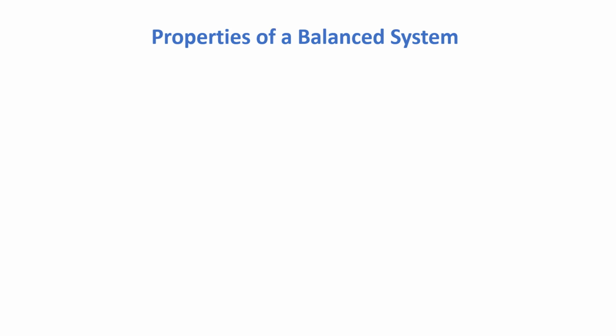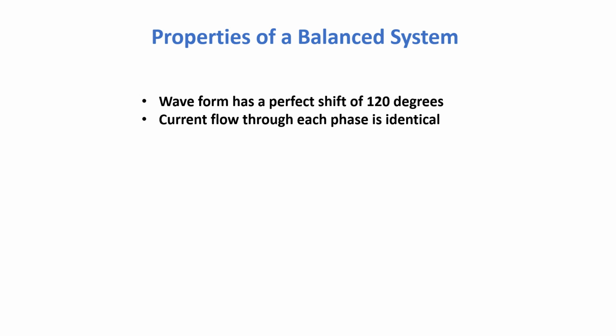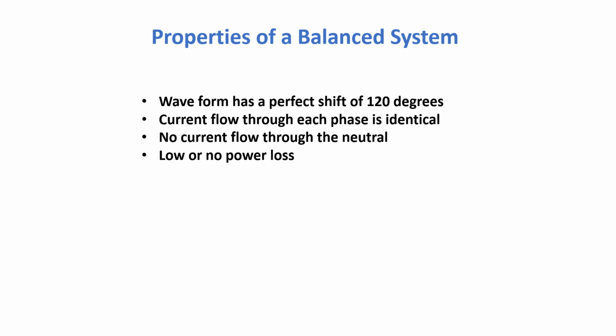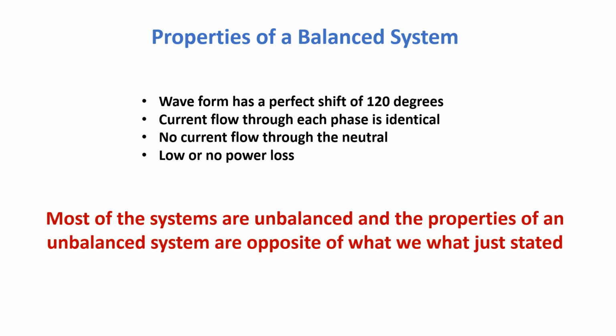The properties of a balanced system are: the waveform has a perfect shift of 120 degrees. The current flow through each phase is identical. No current flows through the neutral. Low or no power loss. Most of the systems are unbalanced, and the properties of an unbalanced system are the opposite of what we just stated.